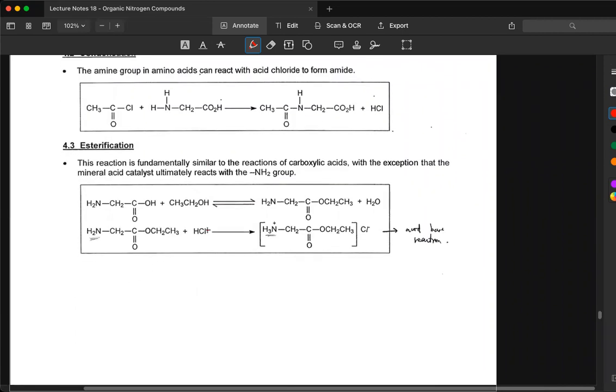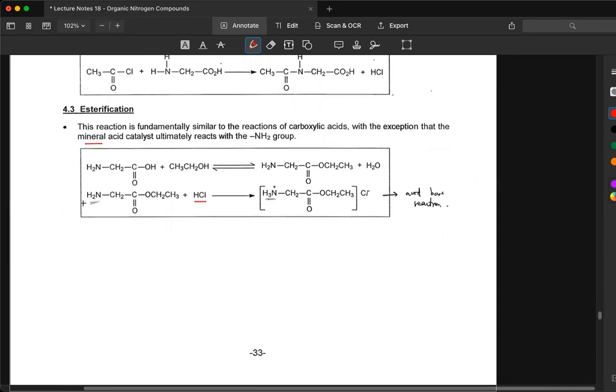Esterification, very similar to carboxylic acid with the exception that the mineral acid catalyst ultimately will react with the NH2 group. Like this one. So once the ester forms, it will react with HCl to form this.